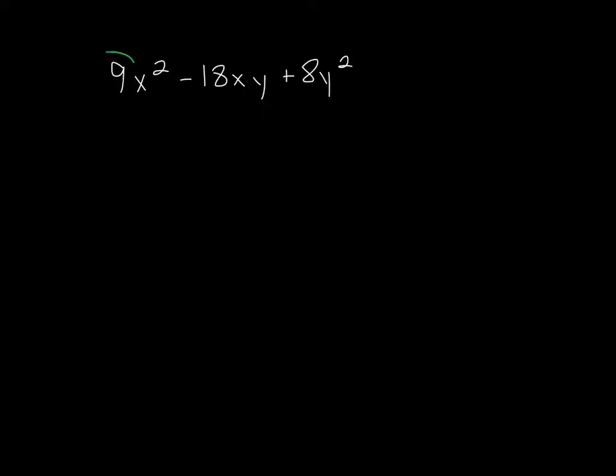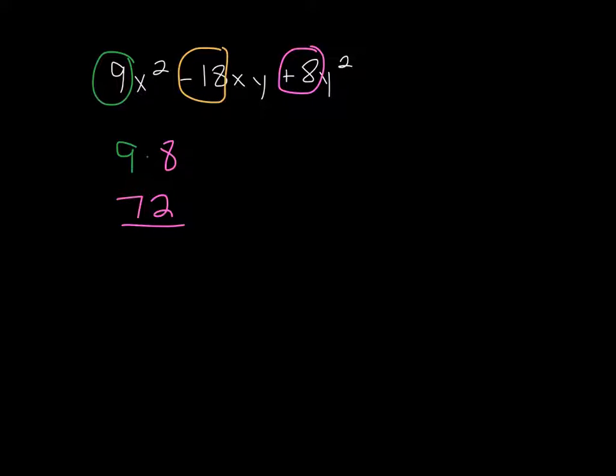Alright, in this example, A is 9, B is negative 18, and C is 8. So when we do A, which is 9, times C, which is 8, we get 72. Now 72 is positive, which means our signs are the same. But B needs to be negative. So we're going to do two negatives, because when we multiply two negatives, we still get a positive. But when we add them, we'll get the negative we need for B.